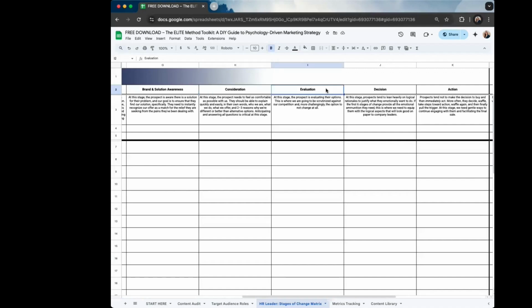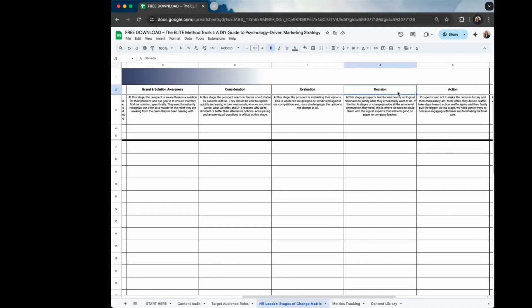In the evaluation stage, the prospect is evaluating their options, including you and a few competitors. This is where you're going to be scrutinized against your competition and, more challengingly, the option to not change at all. Oddly enough, as a quick side note, this is the stage of change that companies are most comfortable with. Most marketing teams thrive on talking about features, benefits, and budgets. But as you can see, there's a huge portion of your market that isn't ready for this stage of the conversation yet, so you're not getting them into your pipeline.